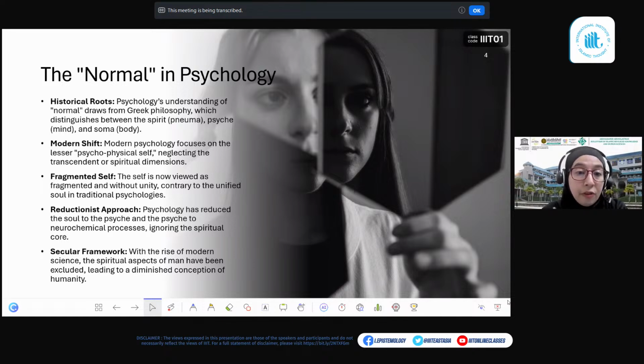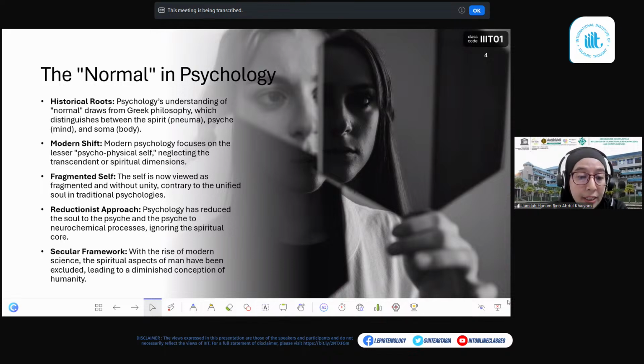However, as psychology evolved, there was a significant shift. Modern psychology narrowed its focus to what we might call the psychophysical self. And this perspective, while useful for understanding behavior and mental processes, unfortunately neglected the transcendent or spiritual dimensions of human existence.